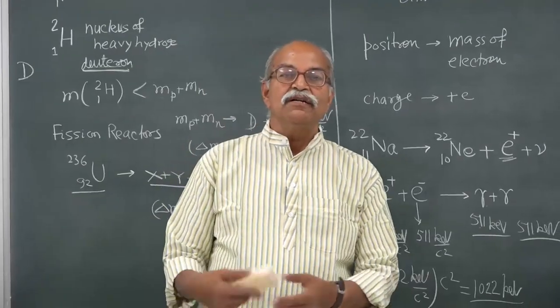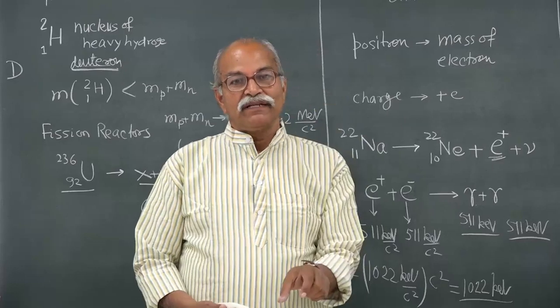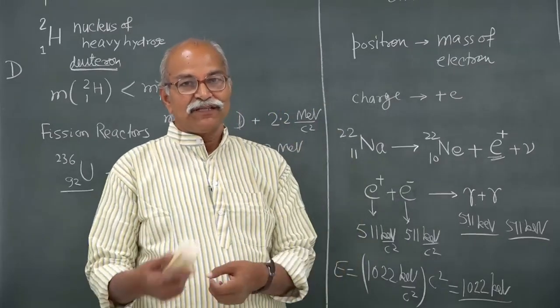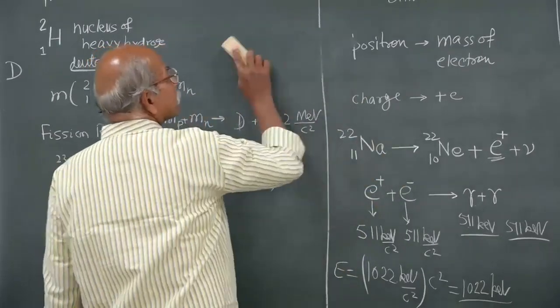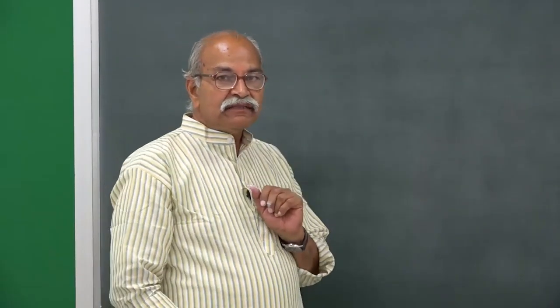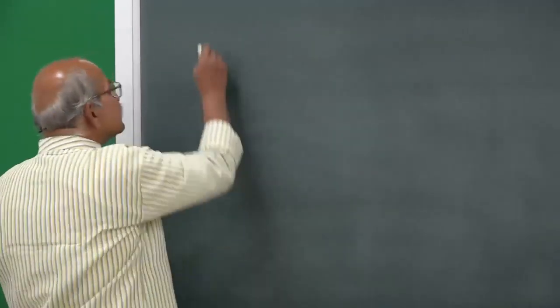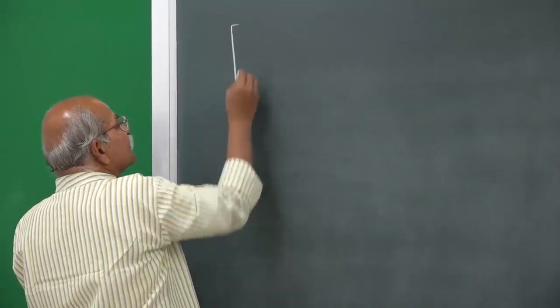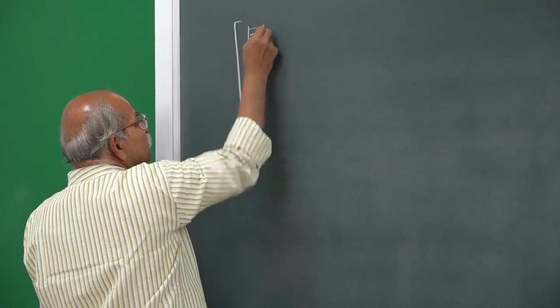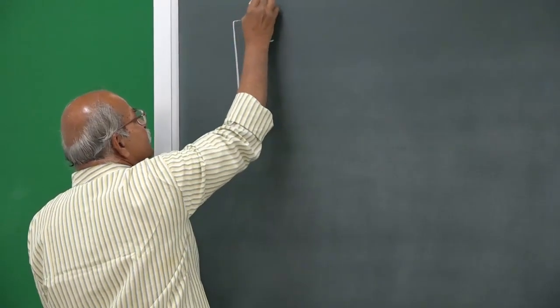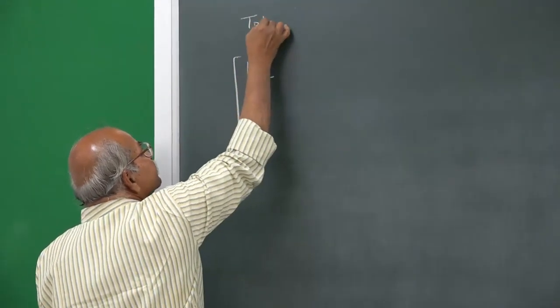Now, let me return to energy momentum 4 vectors. Let us have some more discussion on that. The energy momentum 4 vector, you remember, we write it as E by c, where this E is the total energy.